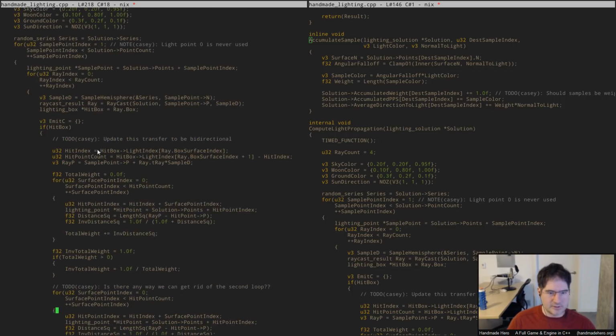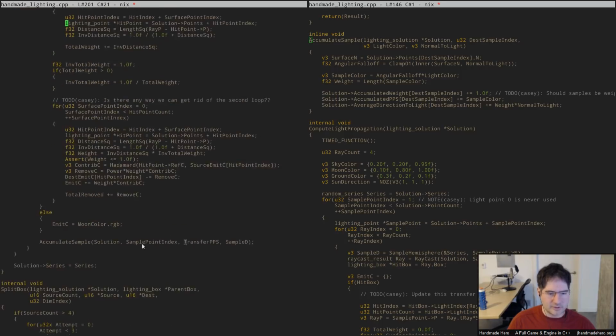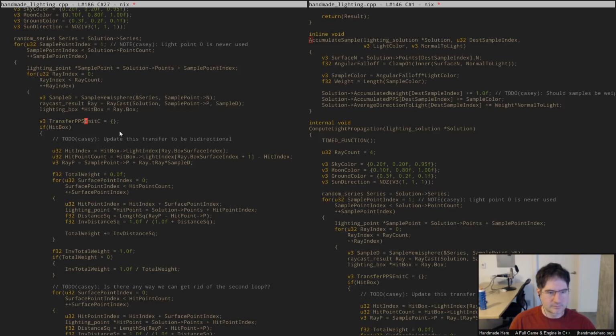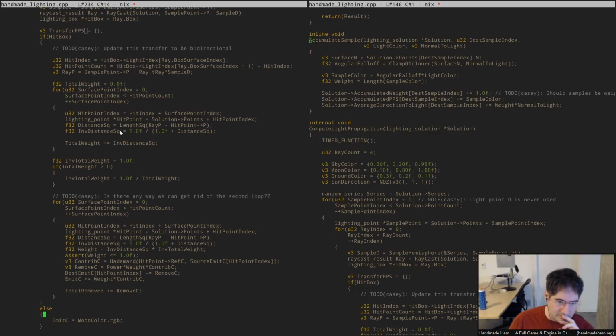All right. So let's go ahead and update this routine here. When we do this, this is going to be our transfer PPS here. I guess we call this, see, we want to change this to be bidirectional eventually, so it shouldn't really be transfer PPS, but we'll call it that temporarily. So when we come through here, we're going to sum up the total weight. That doesn't change because it's just producing a weighting value for each of these points.